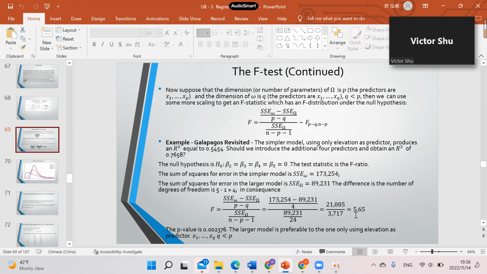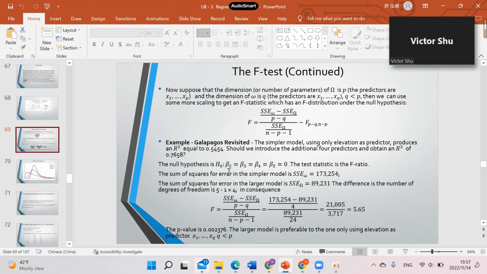Again, to get your critical F value in the table, you need 2 degrees of freedom. The degrees of freedom of the numerator is p minus q, in this case 4. The degrees of freedom in the denominator is n minus p minus 1, in this case 24. So you're going to locate the critical F value by looking at F with 4 and 24 in the table. If your F statistic is larger than the critical F value, then you're going to reject the null hypothesis.